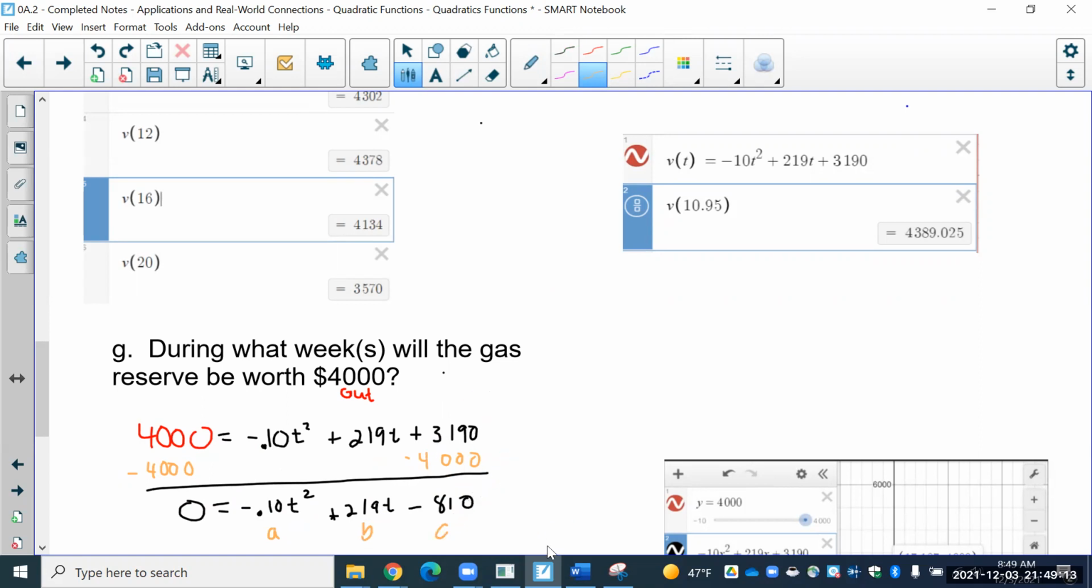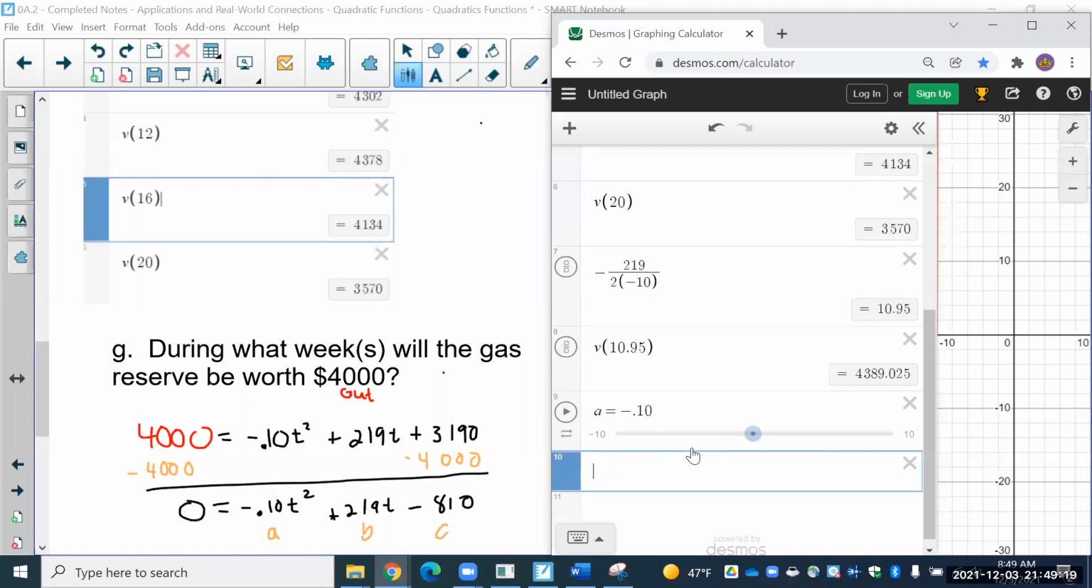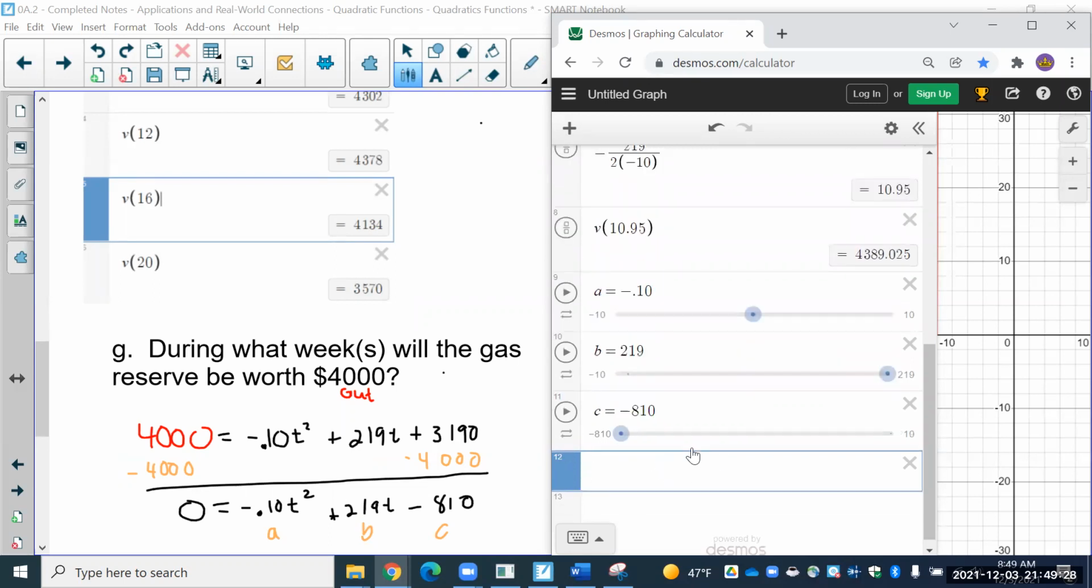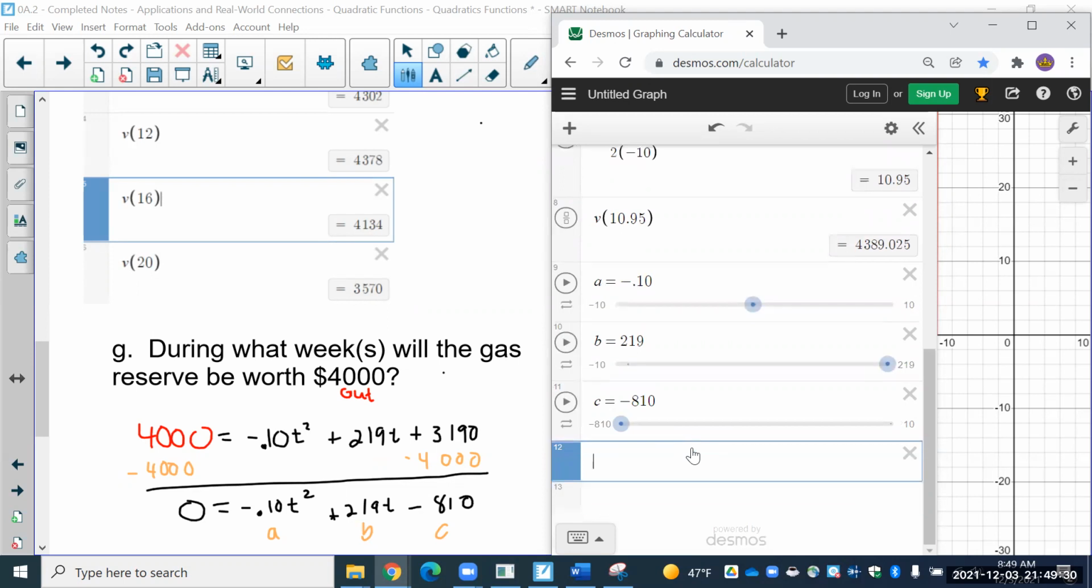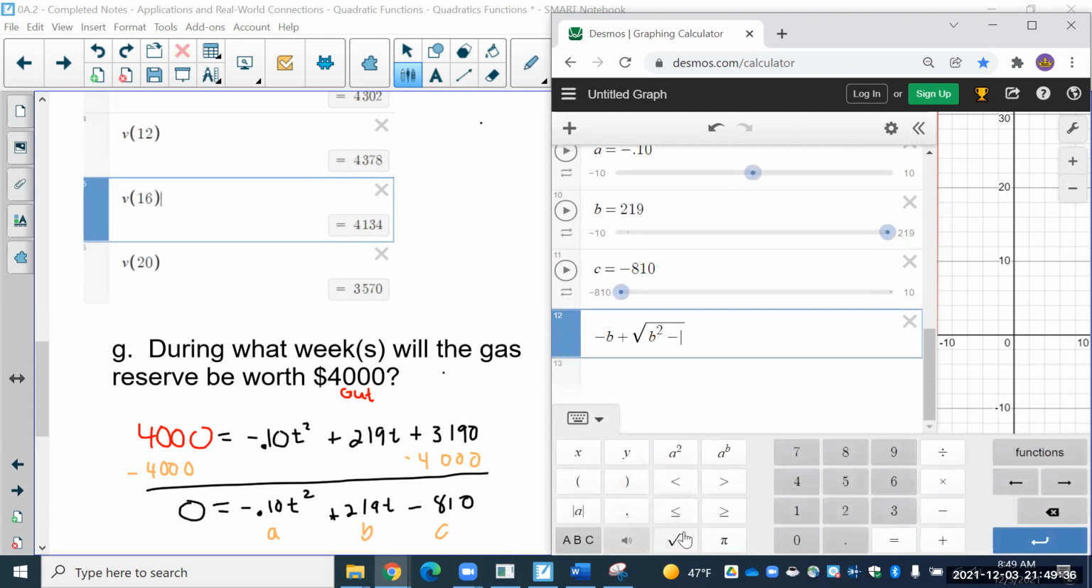One is just modeled for the quadratic formula. So one more time, how to do that. A is equal to negative 0.10, and then B is equal to 219, and then C is equal to negative 810, and then the quadratic formula is negative B plus the square root is found under here, B squared minus 4AC.